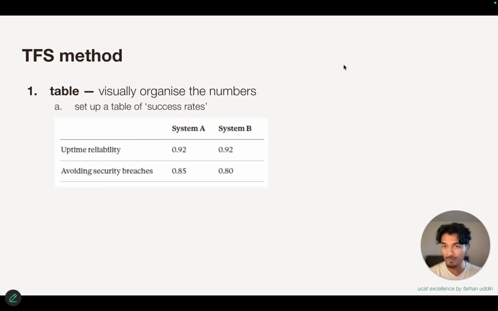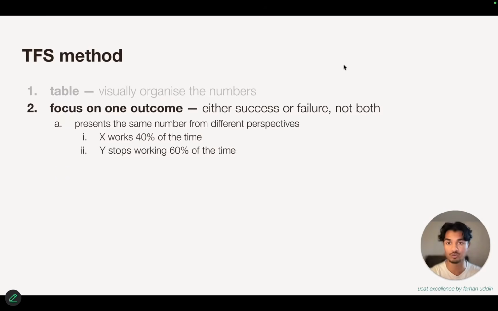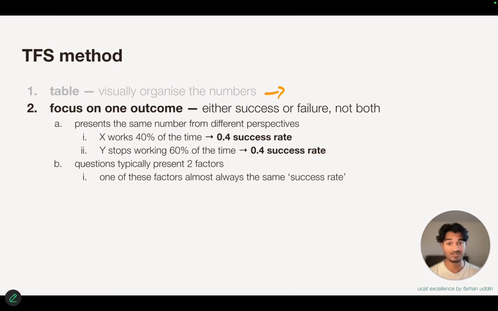Now, when you are making this table, the second thing to do is focus on one singular outcome, either success or failure, not both. That's what I meant by success rates over here. So, essentially, for these questions, what they do is they like to present the same number from different perspectives. For example, X works 40% of the time and Y stops working 60% of the time. But you know, in truth, both of them are just 0.4 success rate. The questions typically present two factors, and one of these factors almost always is the same success rate. So there'll be the same number this way, just presented differently.